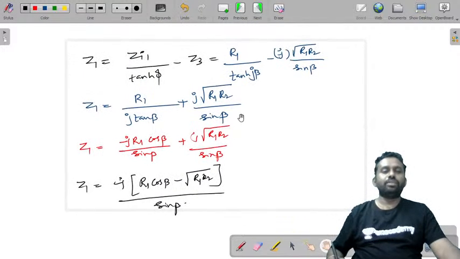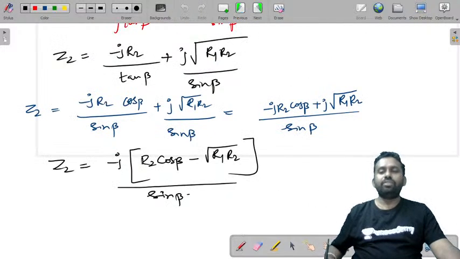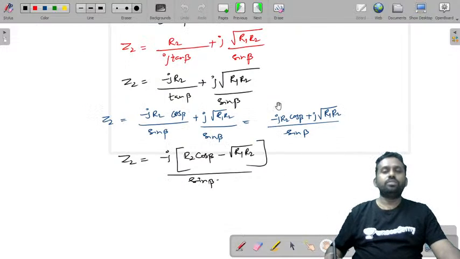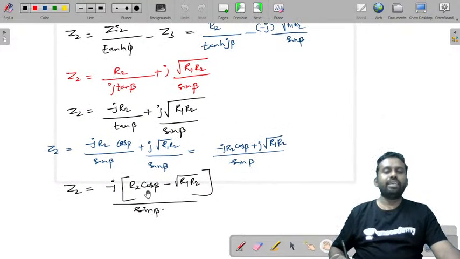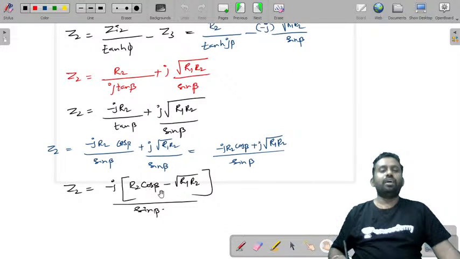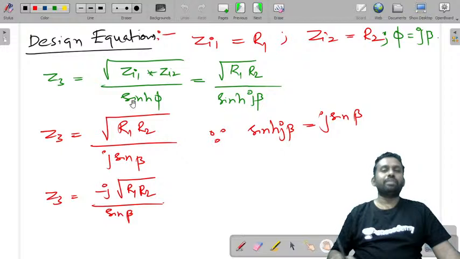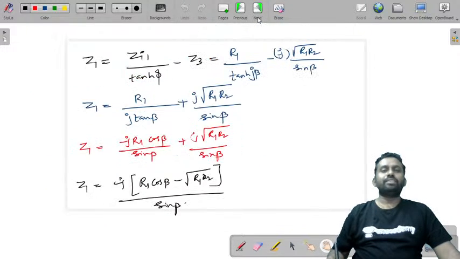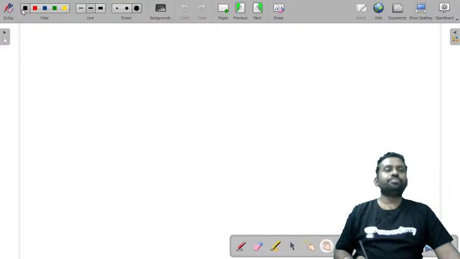This is the value of z1, and we also got the value of z2. z2 is minus j (r2 cos beta minus root r1 r2) by sin beta, and z3 is minus j root r1 r2 by sin beta. So let's try to write all these equations.